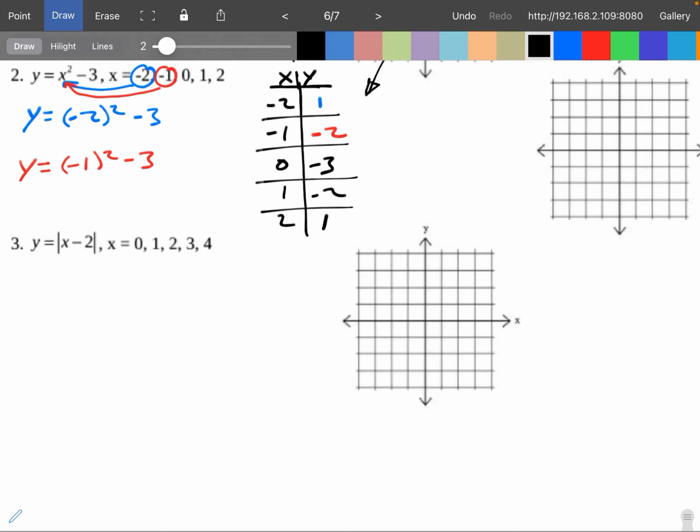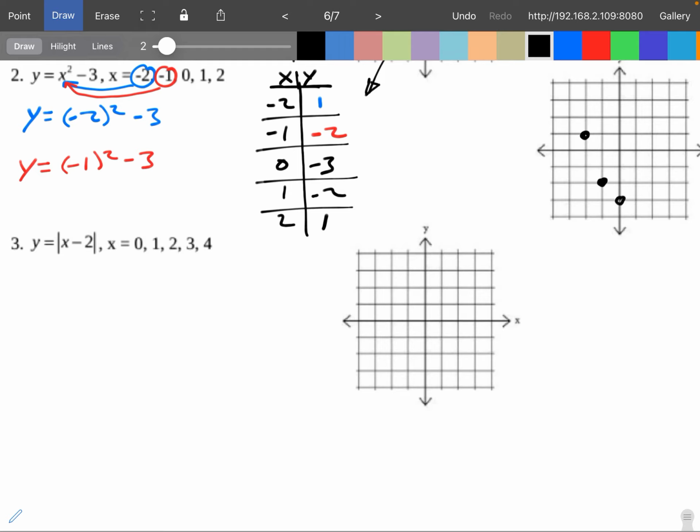Okay, so now we're going to plot those points over there on that grid on the right. So the first point is negative 2 comma 1. So that is 2 left, 1 up. So that's right here. The next point is negative 1 comma negative 2. That's 1 left, 2 down. So that's here.